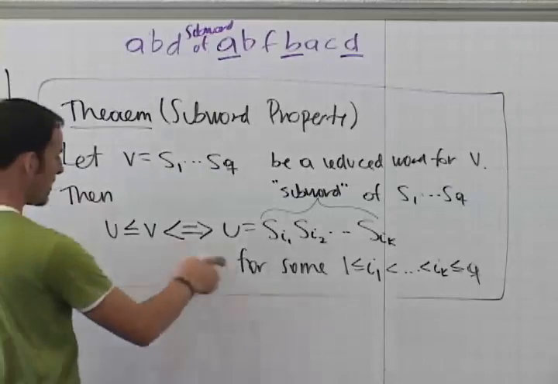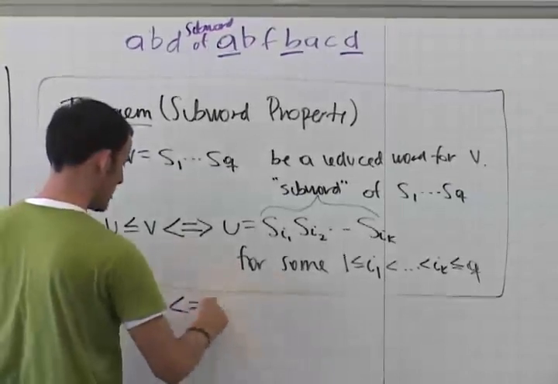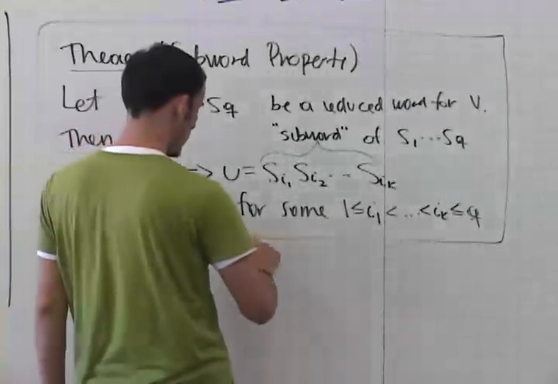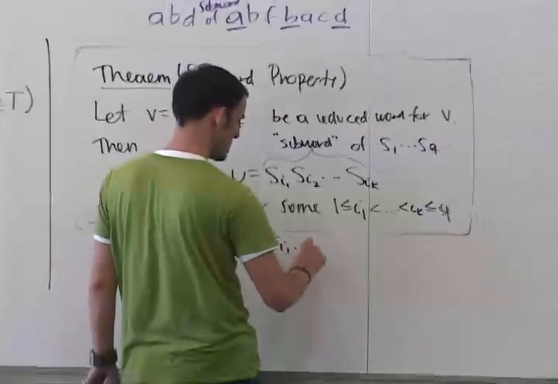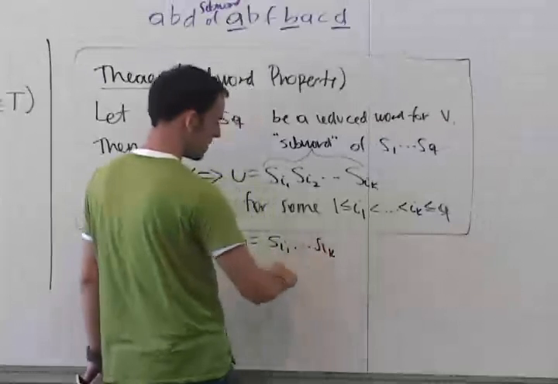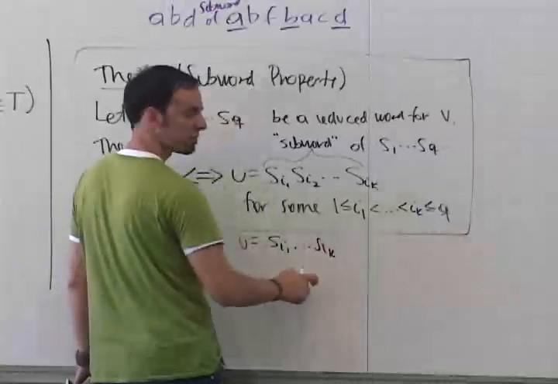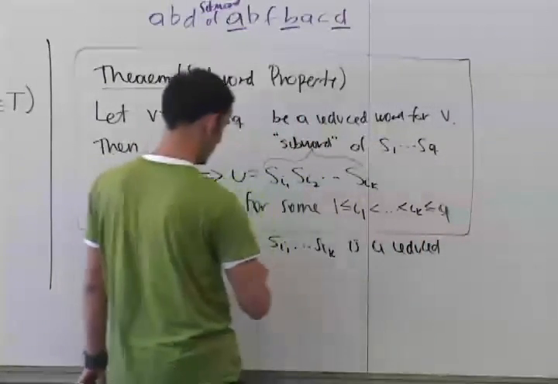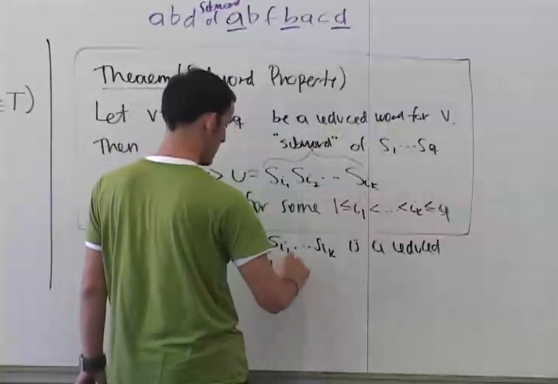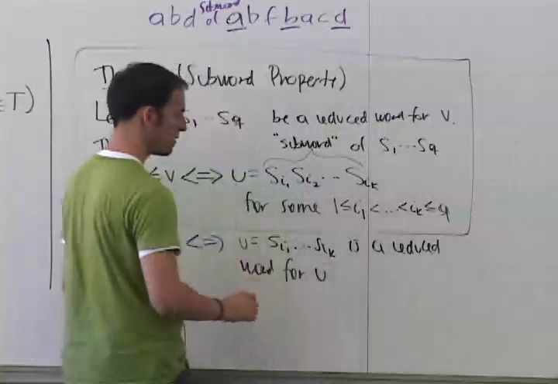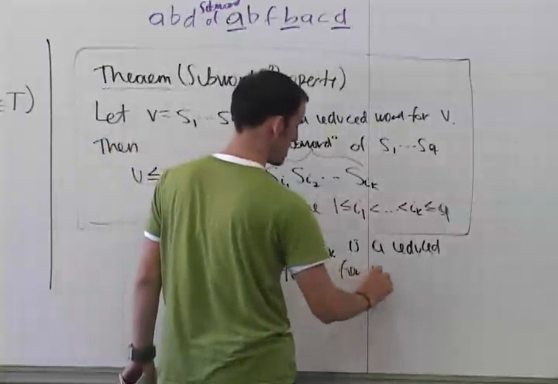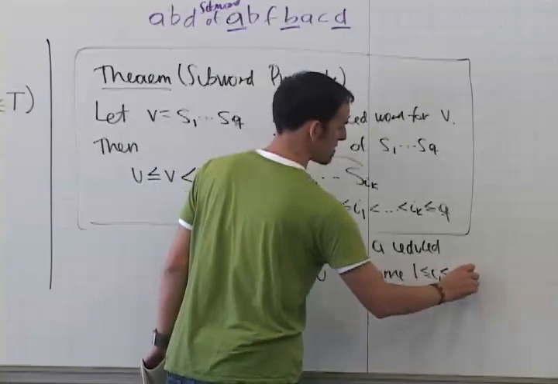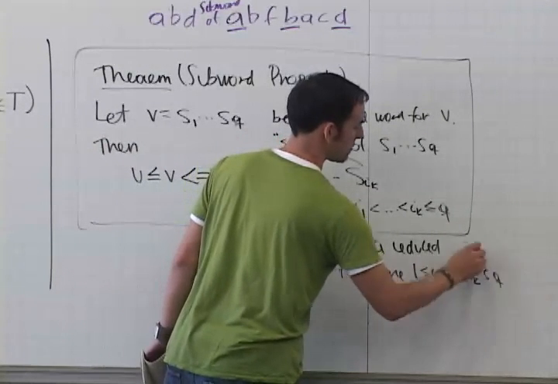Now, I can equivalently say, if and only if U equals the same thing. But I can assume that this is a reduced word for U, for some 1 less than or equal to I1, etc., Ik less than or equal to q.